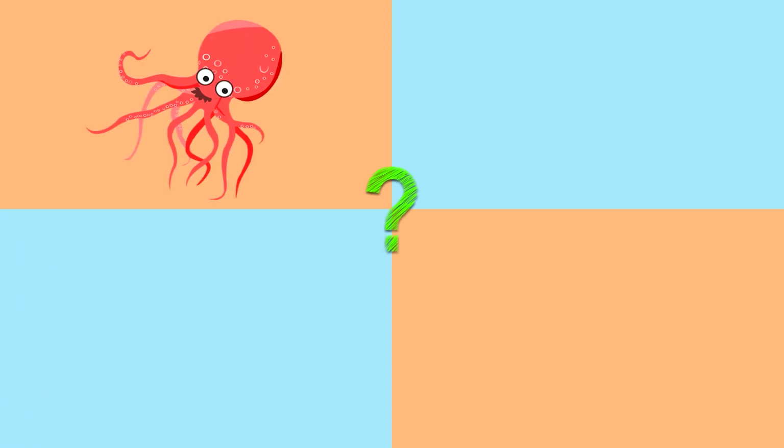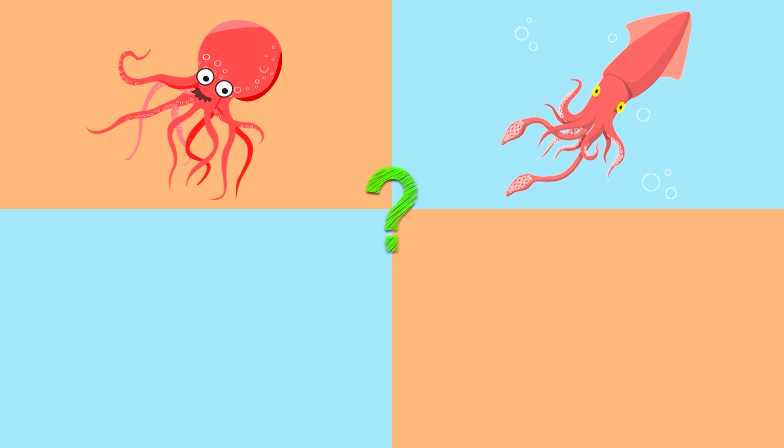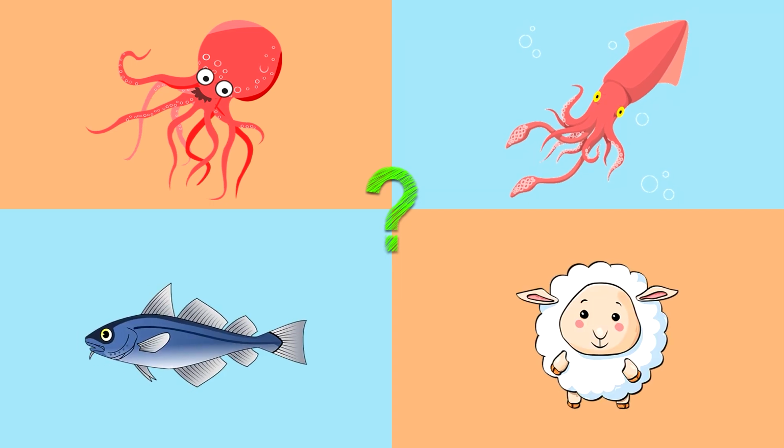What did Daniel want to order? Did you hear? Look at the screen. Octopus, squid, cod, lamb. Daniel wanted to order cod.